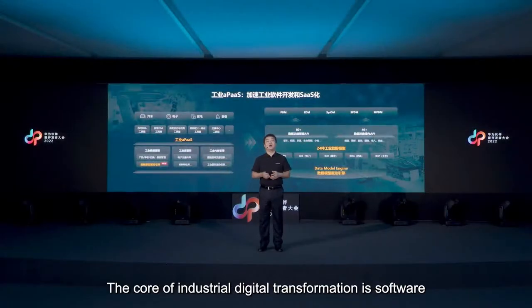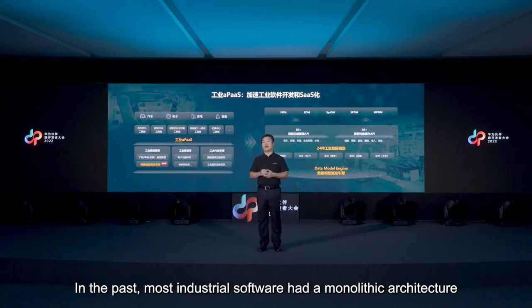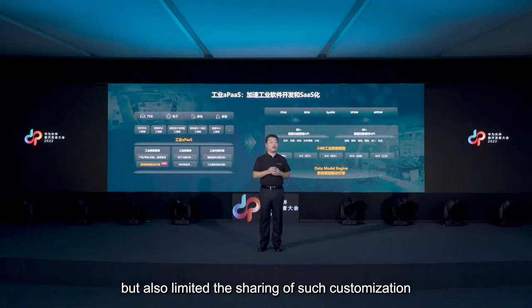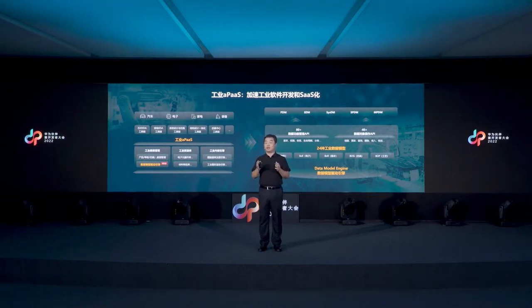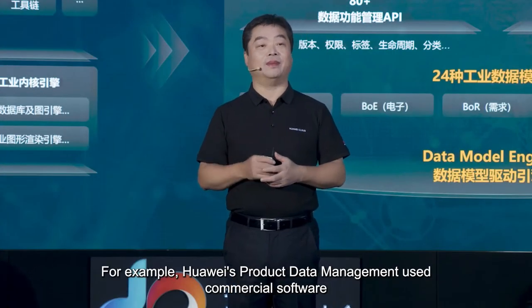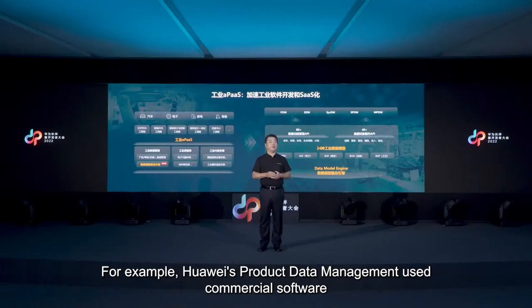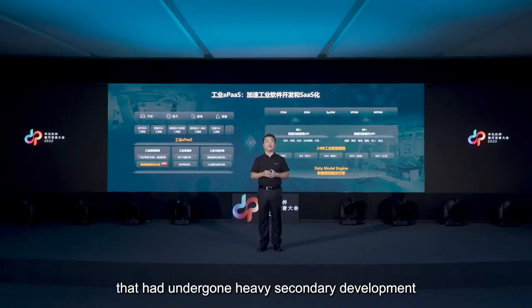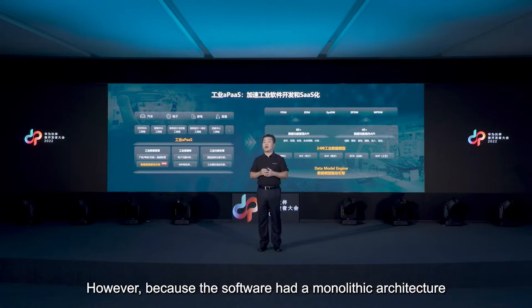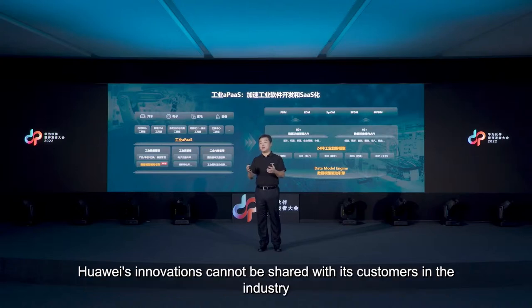The core of industrial digital transformation is software. In the past, most industrial software had a monolithic architecture, which required a lot of customization to different requirements, but also limited the sharing of such customization. For example, Huawei's product data management used commercial software that had undergone heavy secondary development, involving a total of 6 million lines of code. However, because the software had monolithic architecture, Huawei's innovations cannot be shared with its customers in the industry.